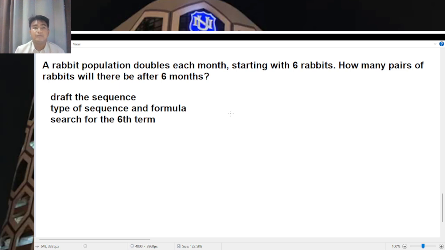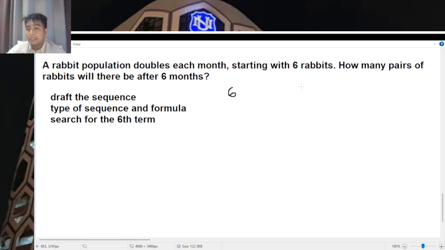Okay, so I'm going to solve this in 5, 4, 3, 2, 1. Okay. First, maybe we should draft the sequence, have an idea of how it goes. So, there we go. Starting with 6 rabbits. Okay.